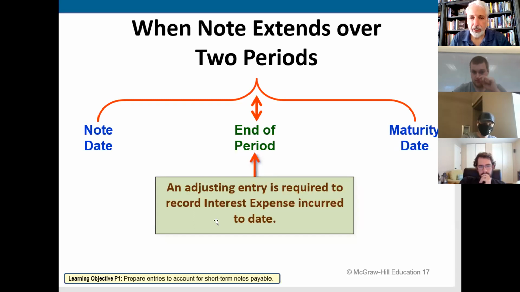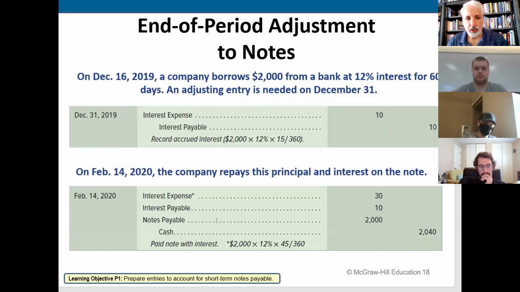And we did the adjusting entry at the end of the period, 12/31. We had an adjusting journal entry, and you'll see that this is a review: the interest expense we recorded December 31, $10 worth, and the interest payable. Then on February 14th, we don't have $40 worth of interest expense because $10 of it was from last year, from December 16th to December 31. The balance, $30, is from this year. So we pay out a total of $2,040. We clear the interest payable of $10. We're only recording $30 of expense this year.